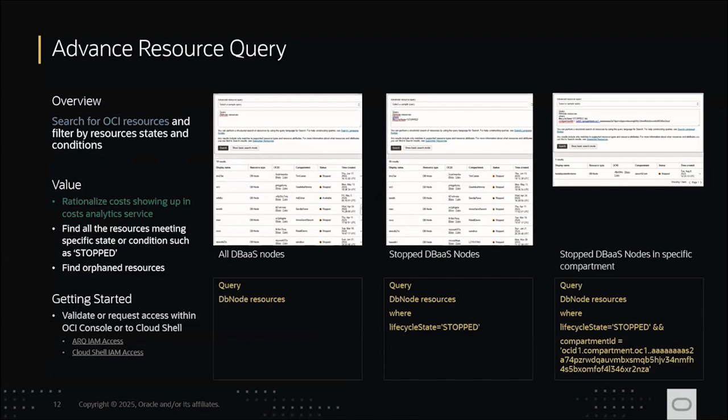You can query them for a certain lifecycle state, stopped, started, running, whatever that happens to be, and in a specific area, maybe the production compartment. Okay, so very nice tool if you've got a lightweight request and you don't want to go hunting and pecking in the OCI console. Okay.